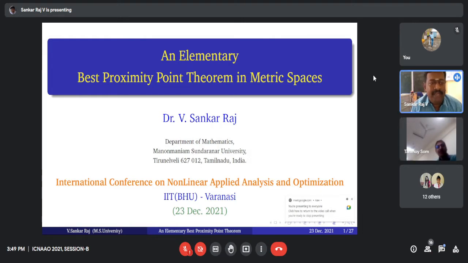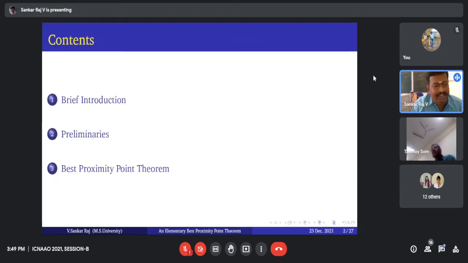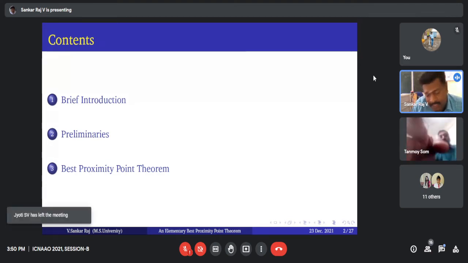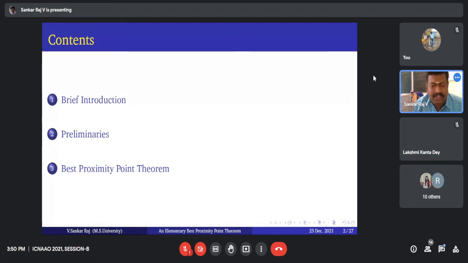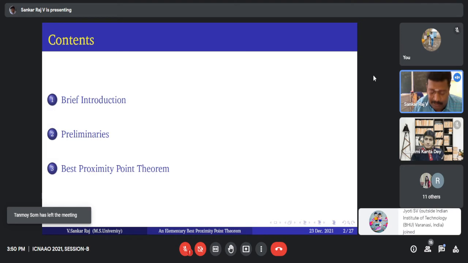As the title of my talk suggests, it's an elementary best proximity point theorem in metric spaces. So we are going to prove one simple elementary best proximity point theorem in this talk. The talk is organized in this way: first I'll give a brief introduction to the problem we are going to deal with, and we'll give some preliminaries, that is, some tools which we are going to use to solve the problem, and finally we'll state and prove the elementary best proximity point theorem. This is joint work with one of my students, Ms. Dhanlakshmi. We both worked together on this problem.